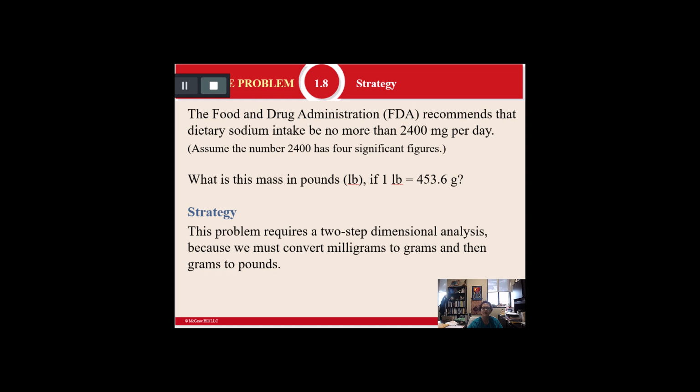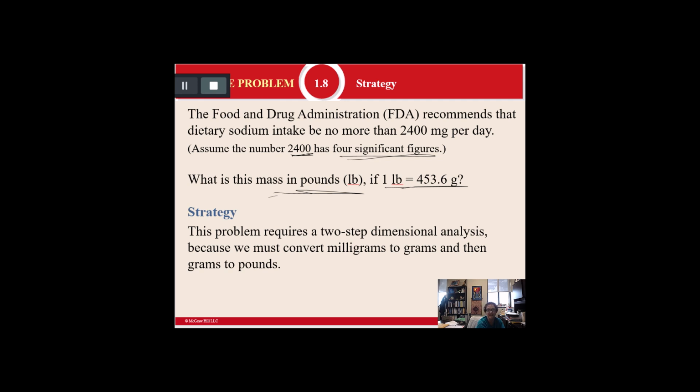The Food and Drug Administration, FDA, recommends dietary sodium to be no more than 2,400 milligrams per day. In this problem, I'm telling you that the 2,400 has 4 significant figures, so that's what you're going to use when you're looking at the calculation. It wants to know what is the mass in pounds if 1 pound is equal to 453.6 grams.